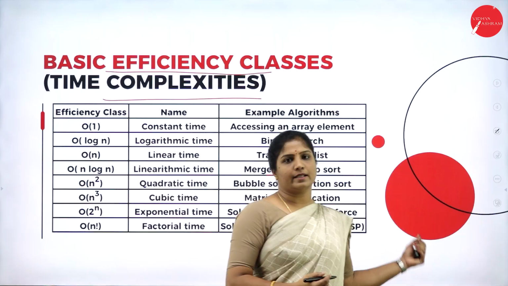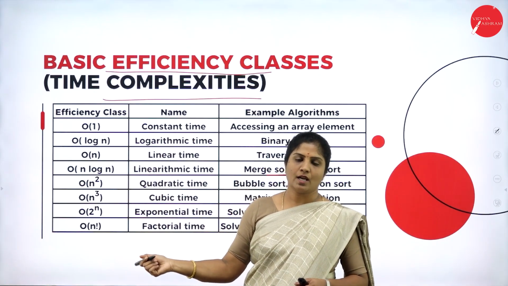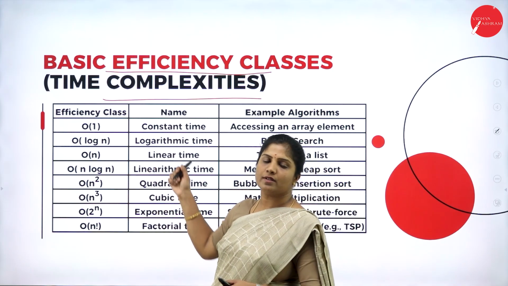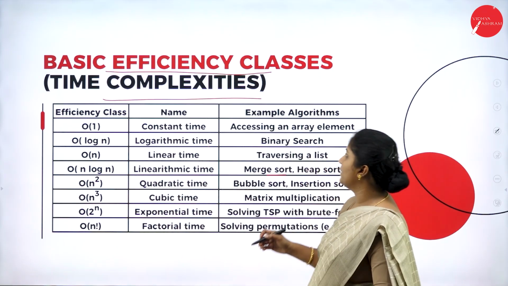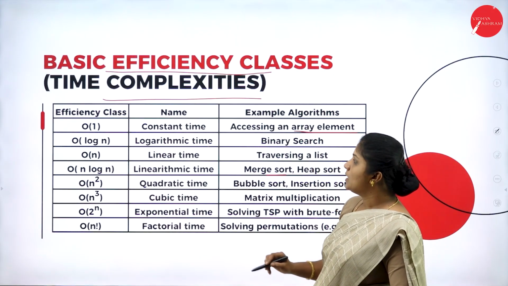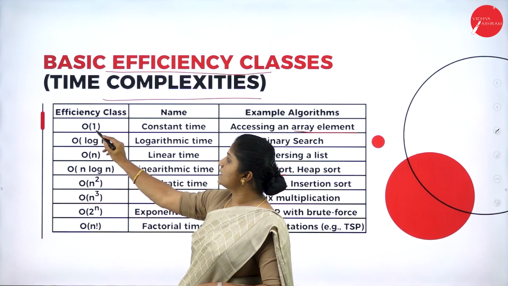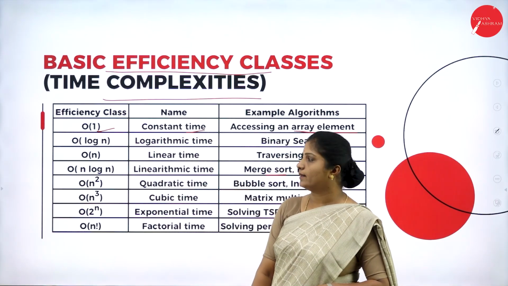We have taken certain examples and we have their time efficiency. For that time efficiency, we have given certain names. Let us look into that one by one. Firstly, we have an example of accessing an array element. For that, we have an efficiency class big O of 1. That we call constant time.